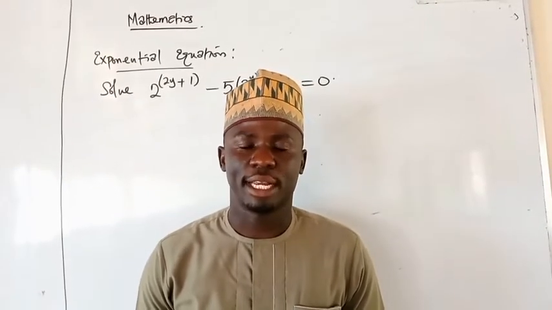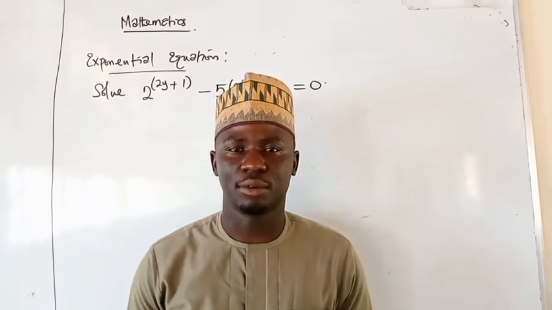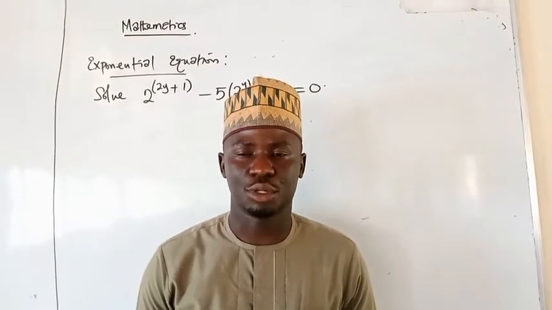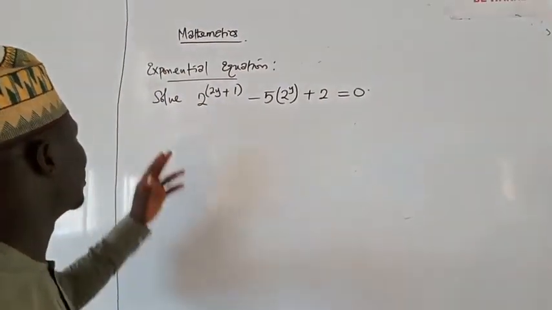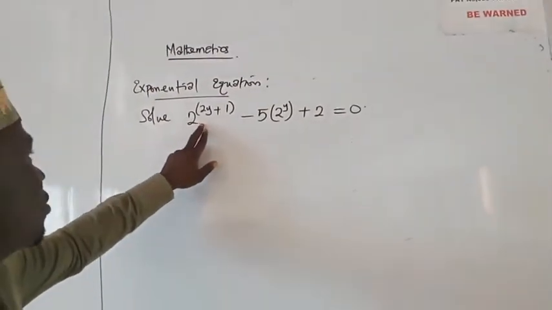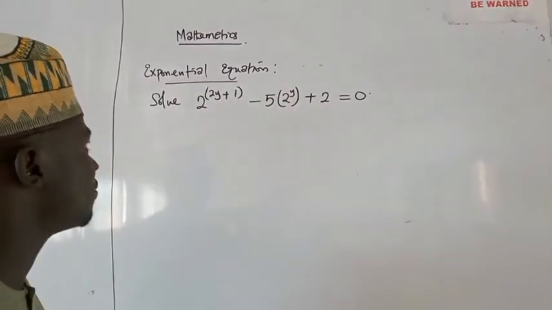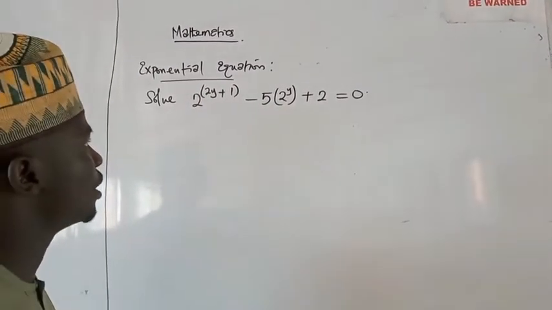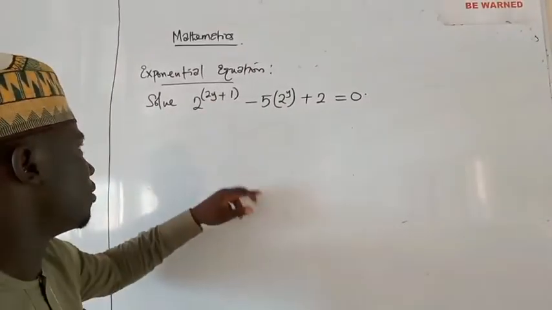Today we have an exponential question, and this question is from the WAEC Further Mathematics exam this year, 2022. The question says, if we have 2 raised to the power of 2y plus 1, minus 5 open bracket 2 raised to the power of y, plus 2 equal to 0, we're asked to find the value of y.